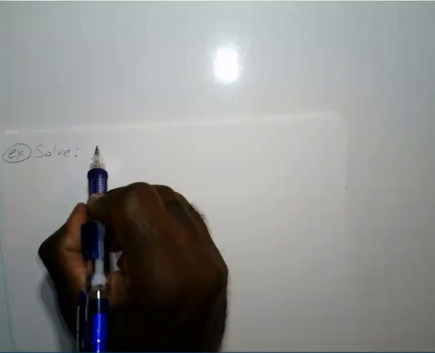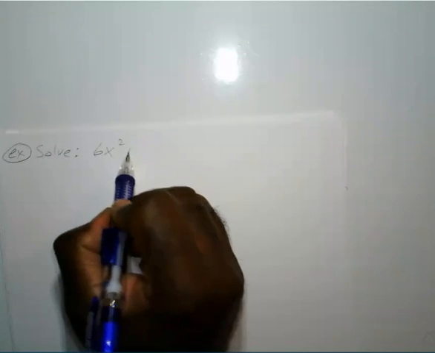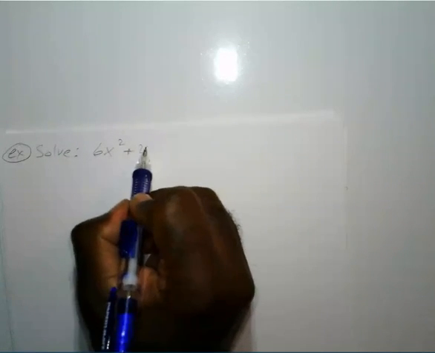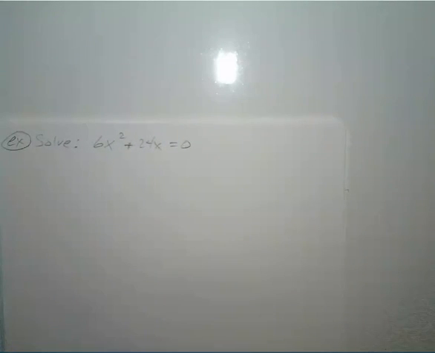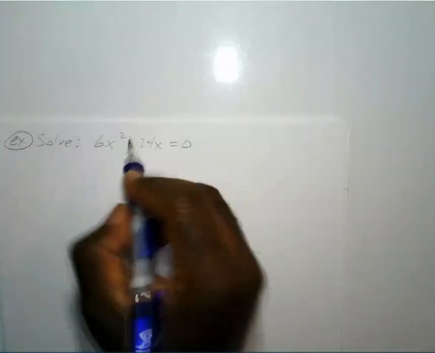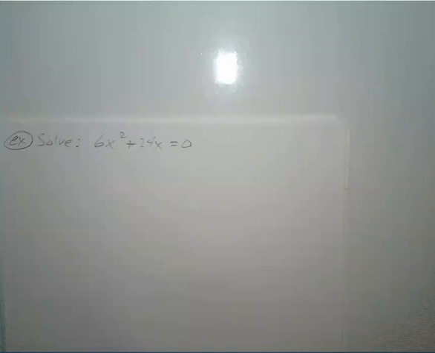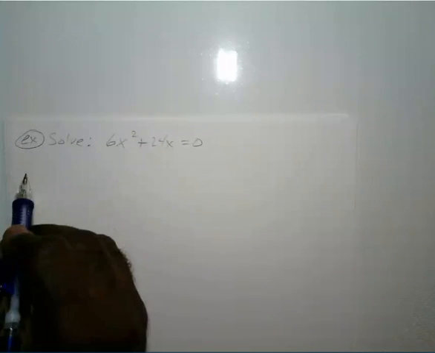Okay, so let's say, for example, we want to solve 6x squared plus 24x equals 0. Let me straighten that up a little bit. There we go. 6x squared plus 24x equals 0. Now with this one, even though we have just the 2 terms, we can still solve this.